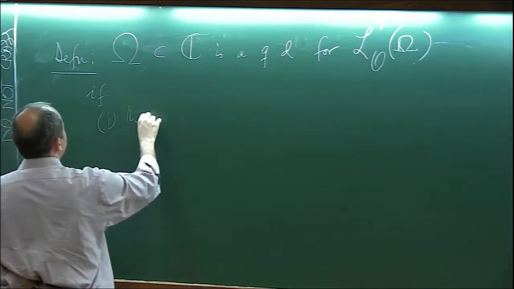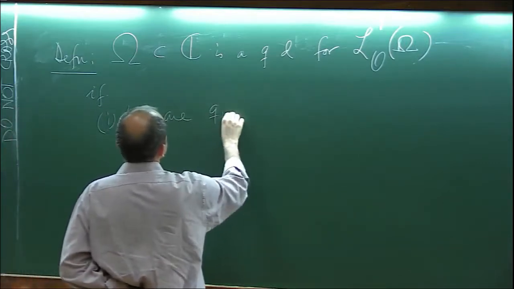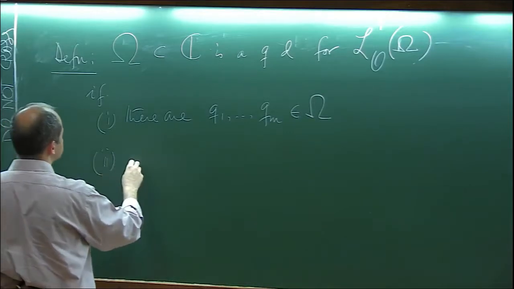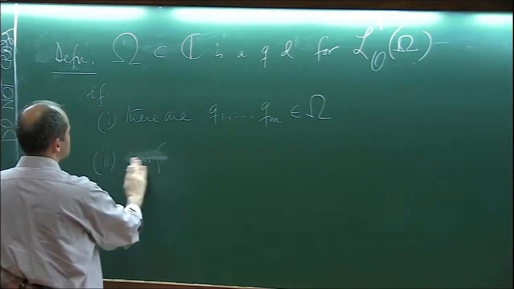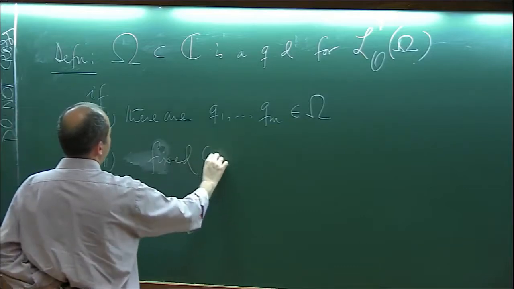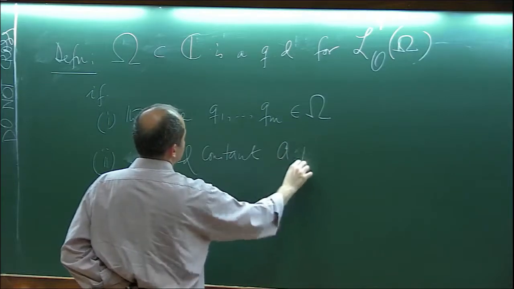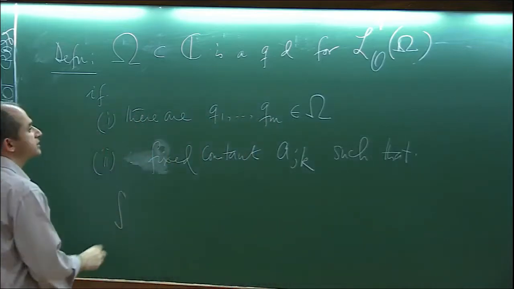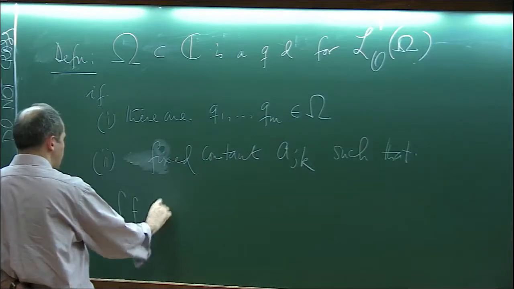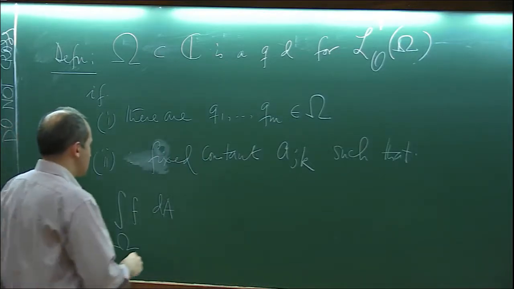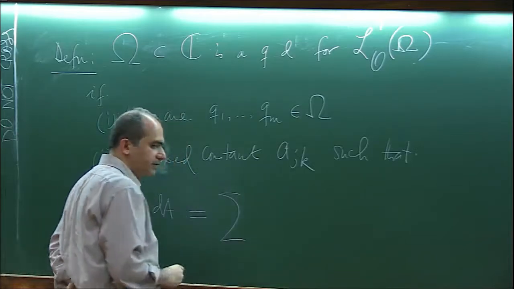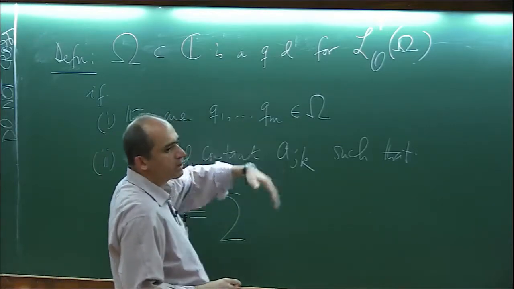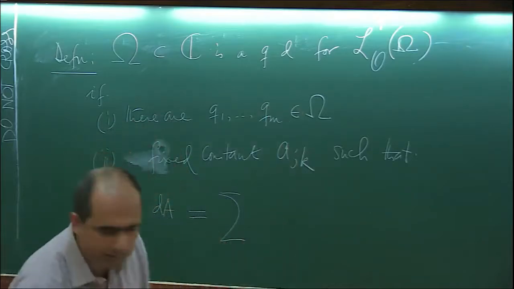Number one, there are finitely many points q1 up to qm and uniform constants, fixed constants, a_jk, such that if I take any function in my test class and if I integrate this with respect to standard area measure, then this should be representable as a finite linear combination of evaluations at these points, the qj's, and I also allow some degree of freedom in taking finitely many derivatives.